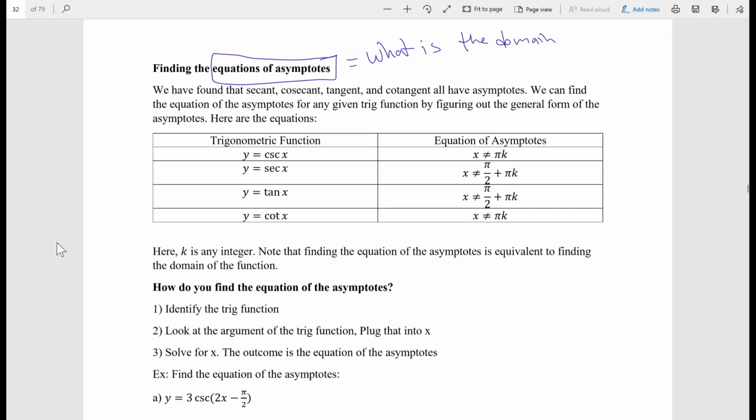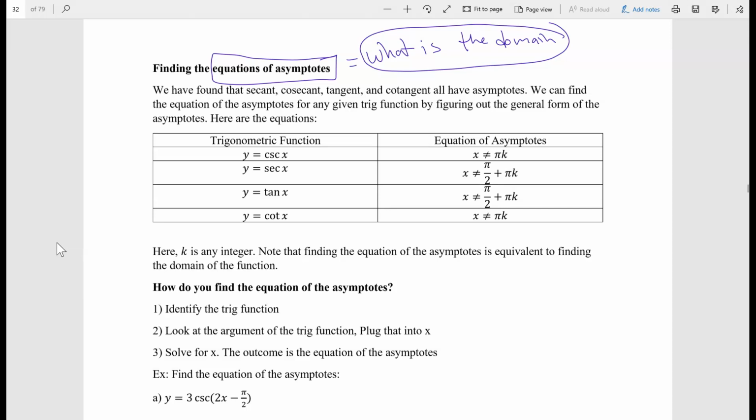We can find the domain of these functions really easily, not even having to graph them. Graphing them actually is not important. We can easily find it by just having the equation. So we can find the domain and we can see where the asymptotes are going to be. The way that we do it is very straightforward.